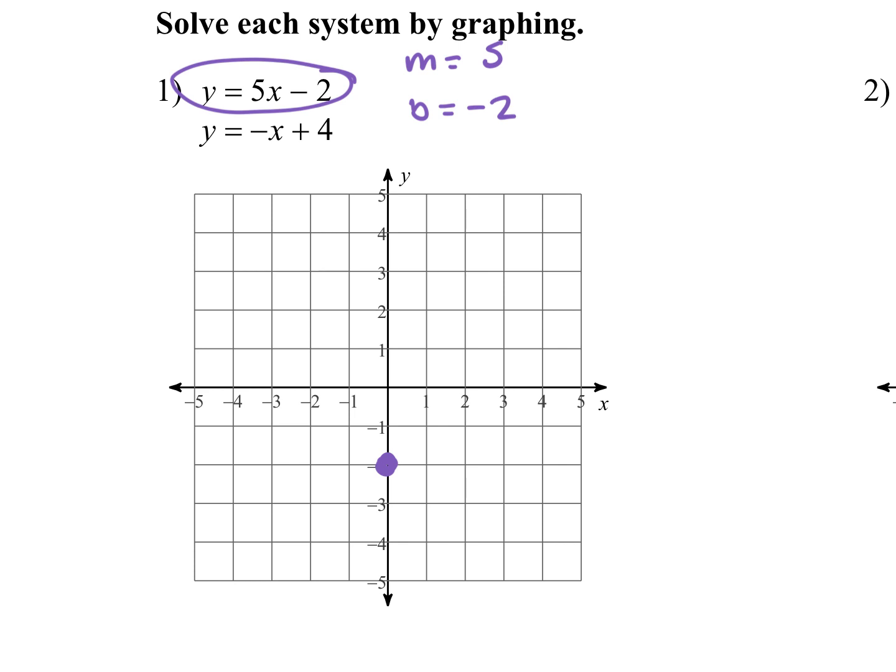And then how do I show the slope of 5? Up 5 over 1. So up 5 and to the right 1. And then we're going to connect our points.